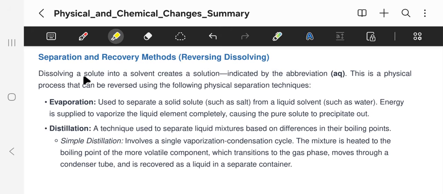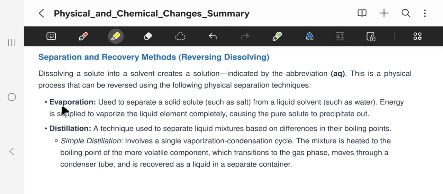Dissolving a solute into a solvent creates a solution, and this is indicated by the abbreviation AQ. If you see AQ, this means that your substance is a solution, and we say that it's an aqueous solution. This AQ means aqueous. This is a physical process that can be reversed using the following physical separation techniques.